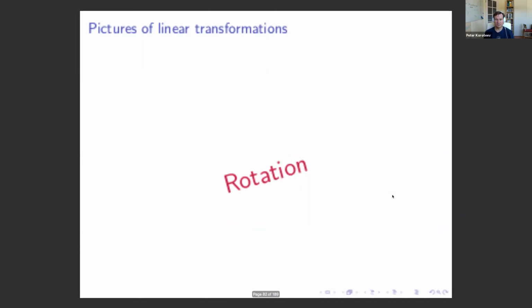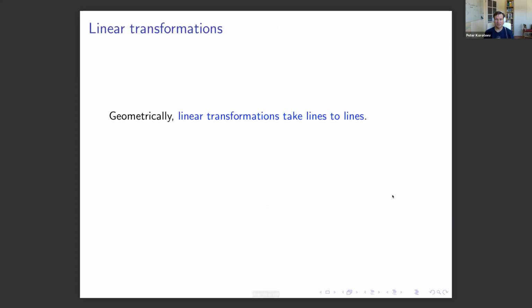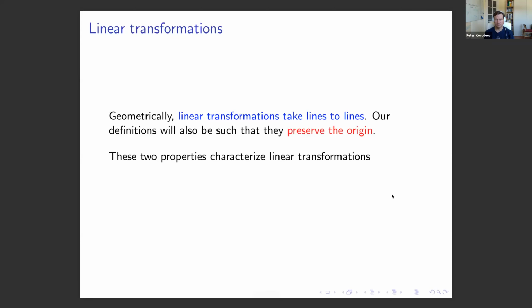Rotation. The picture speaks for itself about what rotation is. It rotates. So our goal is to understand those transformations using matrices. As we discussed before, linear transformations take lines to lines. Now, in this part, we'll only look at transformations that preserve the origin of the coordinate system. Now, these two properties characterize linear transformations.